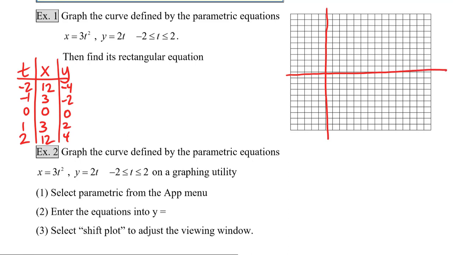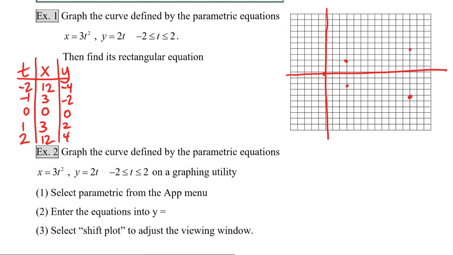and I'm going to plot my ordered pairs x and y. So the first point I'm going to plot is at 12, negative 4. So here I am at 12, negative 4. Then I have a point at 3, negative 2. I have a point at 0, 0. I have a point at 3, positive 2, and 12, positive 4.